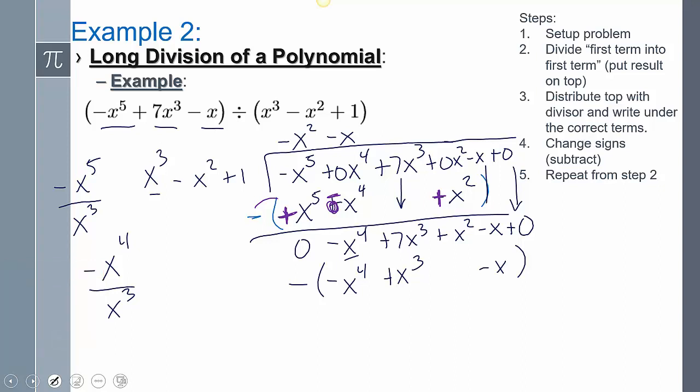So that means that this is going to distribute. So that's going to turn into a positive. That'll turn into a negative. And that'll turn into a positive. 0, 8x cubed, because that's a plus 0, so plus x squared. And then the x's cancel out, so plus 0. And I still have that plus 0.